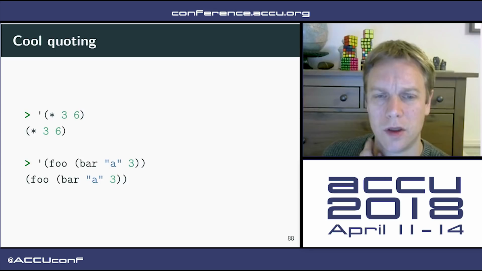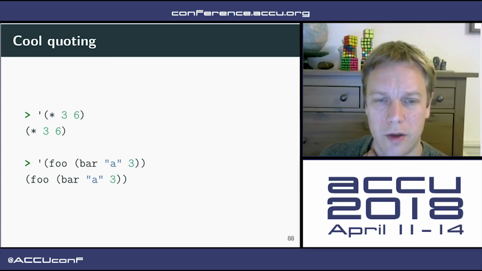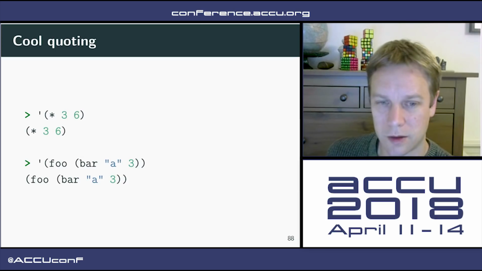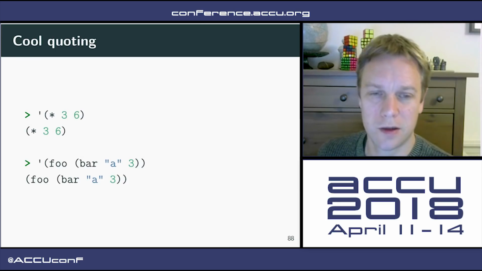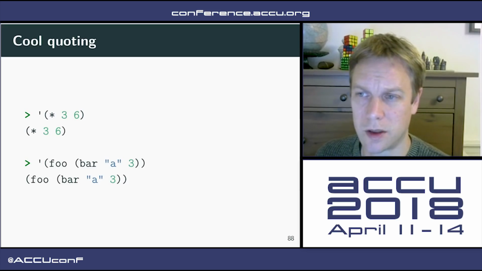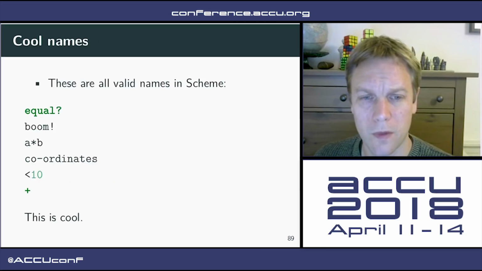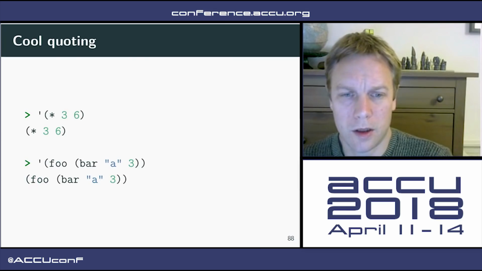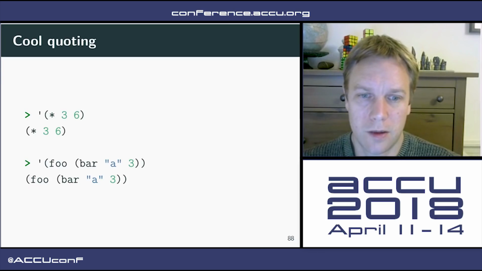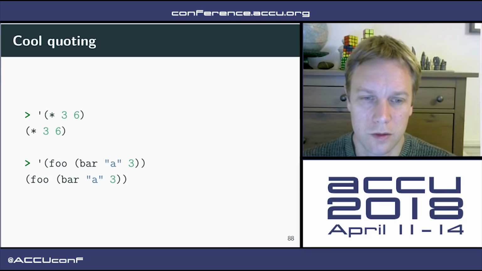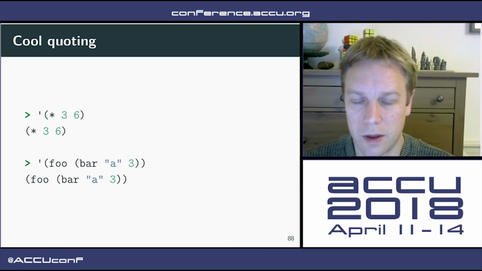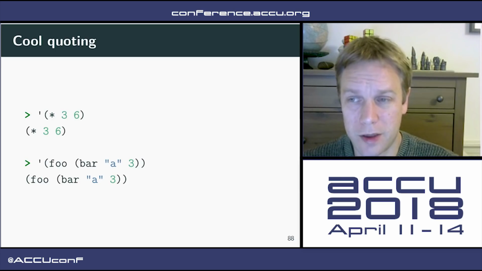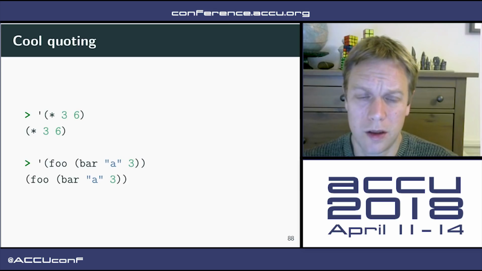So when we ask for quote of foo bar A 3, we get back a list of foo and another list of bar and A and 3 in it. And that's the way the evaluator displays that to us, but really those are just a list with another list inside it. And that's it. Once you've got this power to create code that you're not going to run yet, you're going to manipulate or do stuff with, and then evaluate it later, the power that's in your hands because of that is massive.